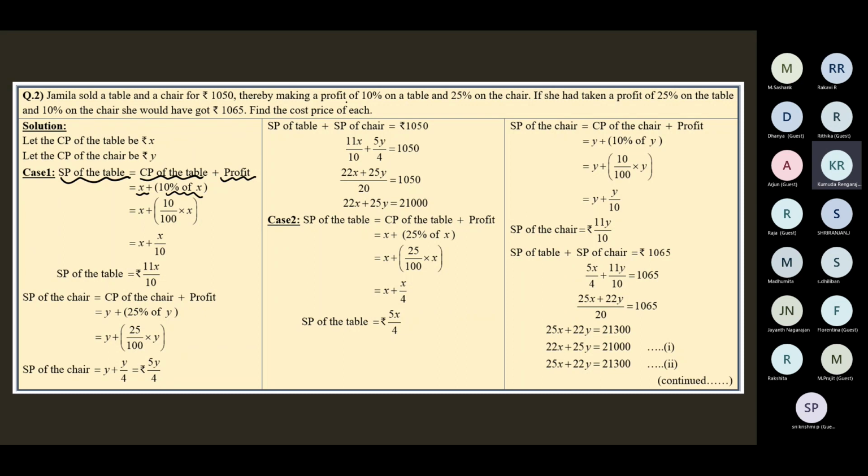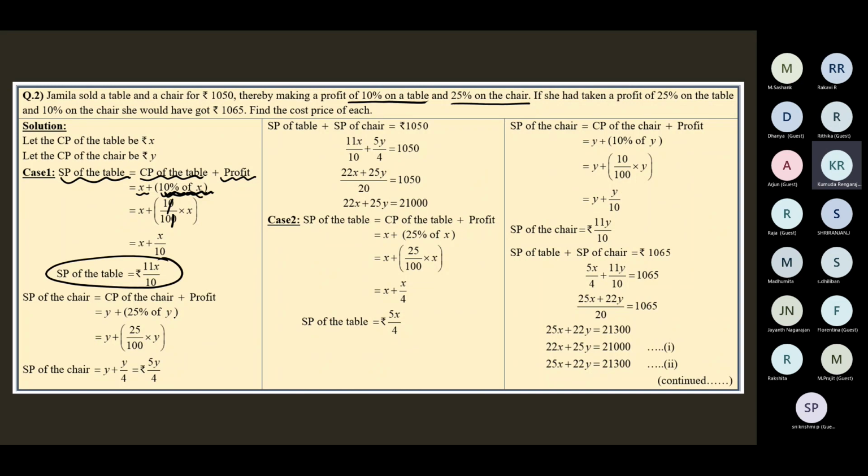Because see here, it's given 10% on the table, 25% on the chair. Plus 10% of X. That's the profit alone. So X plus 10 by 100 into X, so it will be X by 10. X plus X by 10, on taking the LCM, 11X by 10 is the selling price of the table.